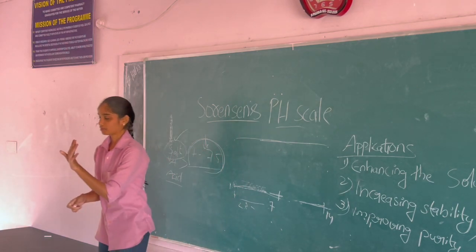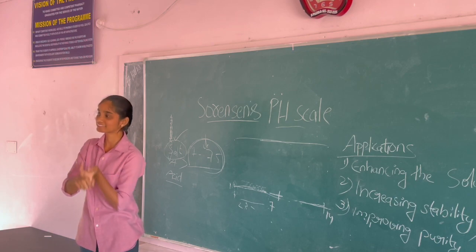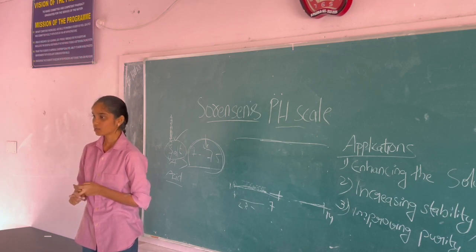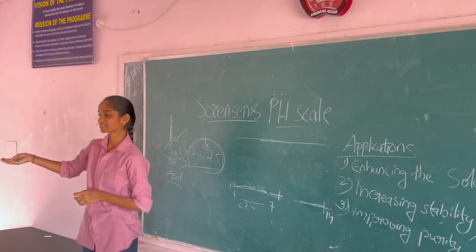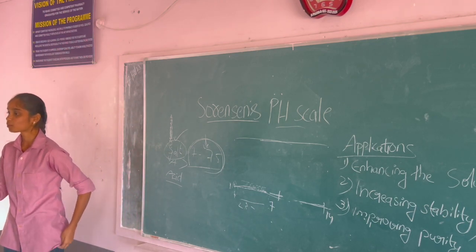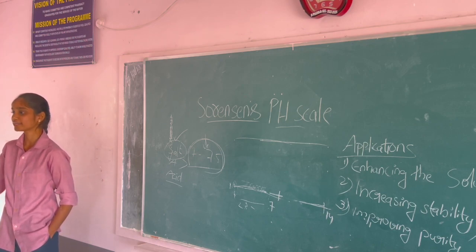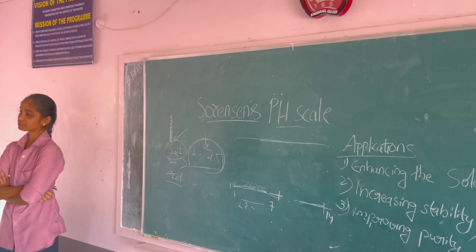We know amphoteric compounds are compounds which exhibit both acidic as well as alkaline nature. What is meant by isoelectric point? I am giving one more clue: at that point, the amphoteric compound's solubility is going to decrease. When does the solubility of a compound decrease?